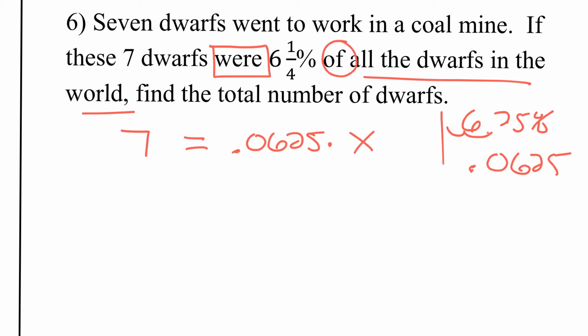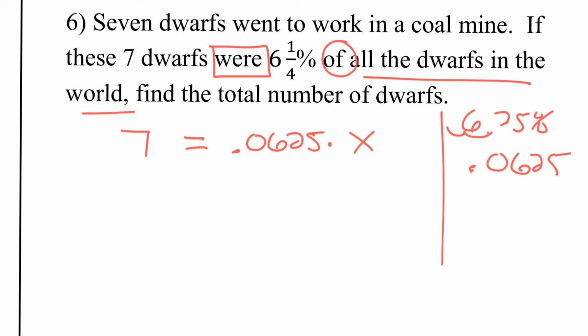So let me sum up this again. 7 dwarfs were means equals, so 7 equals. 6 1/4% as a decimal was 0.0625. Of means multiply. Of all the dwarfs in the world, we don't know what that is. We're going to use the variable x.